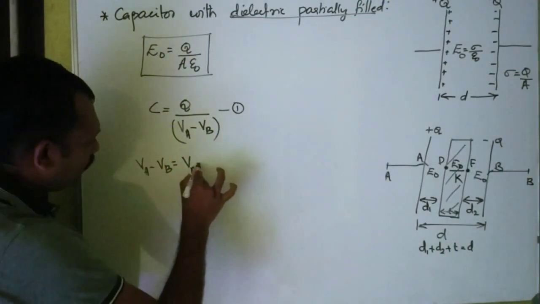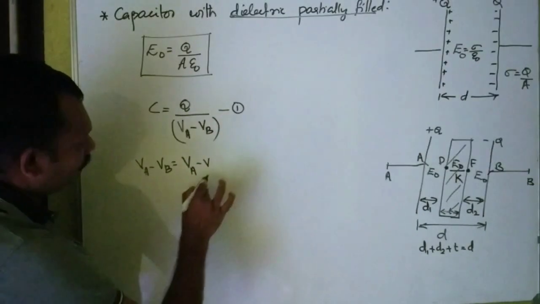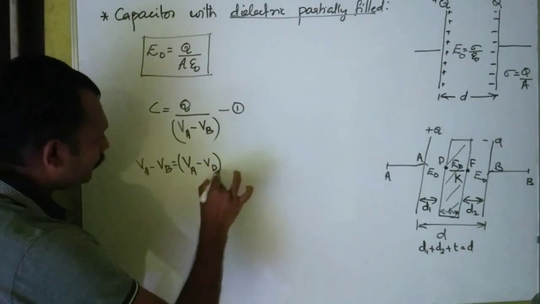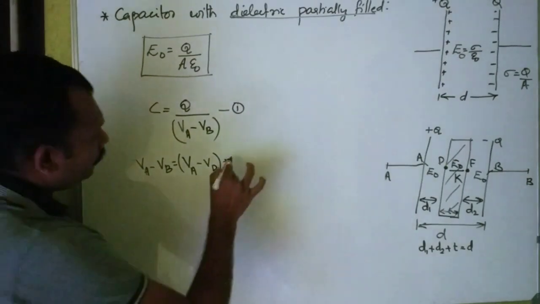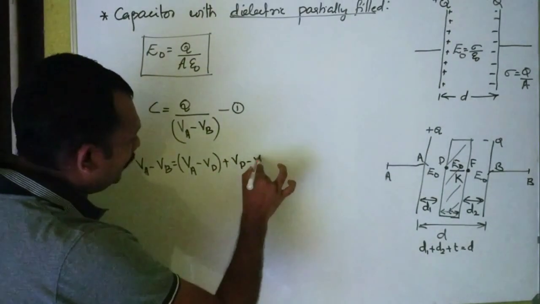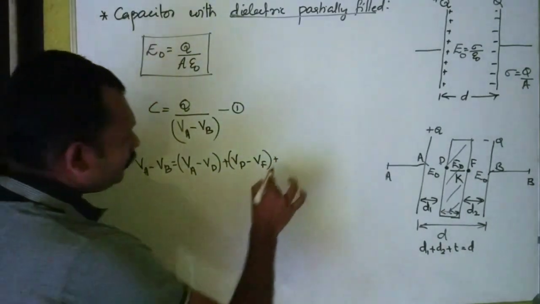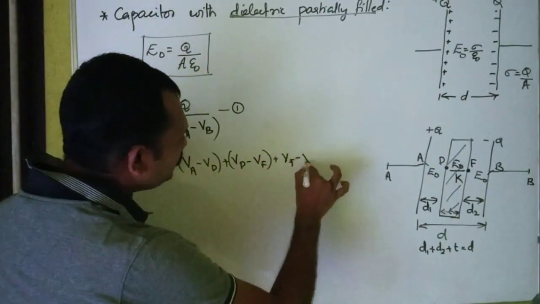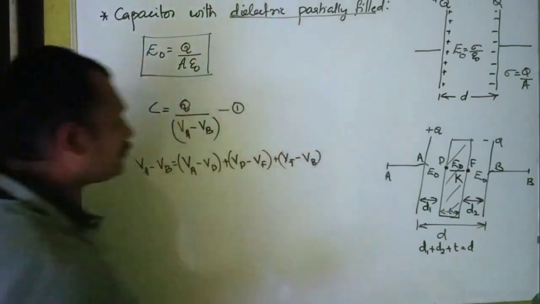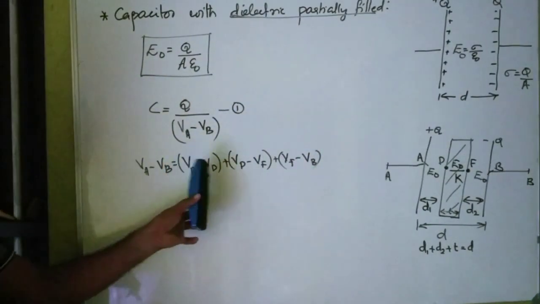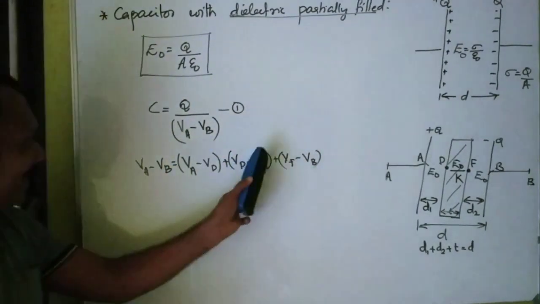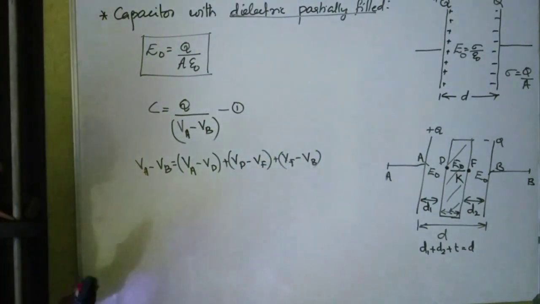This may be written as VA minus VD plus VD minus VF plus VF minus VB. Am I right? Look at this. Minus VD plus VD. Minus VF plus VF. Okay.